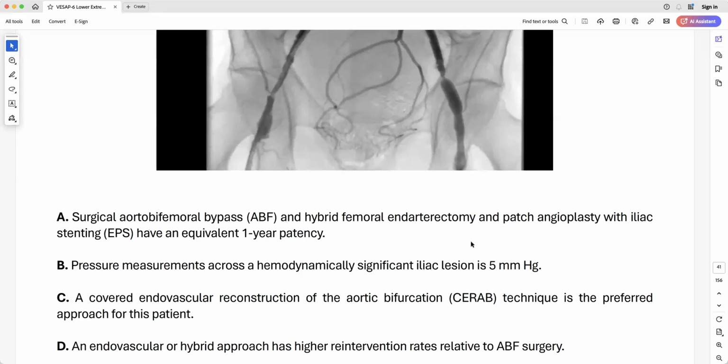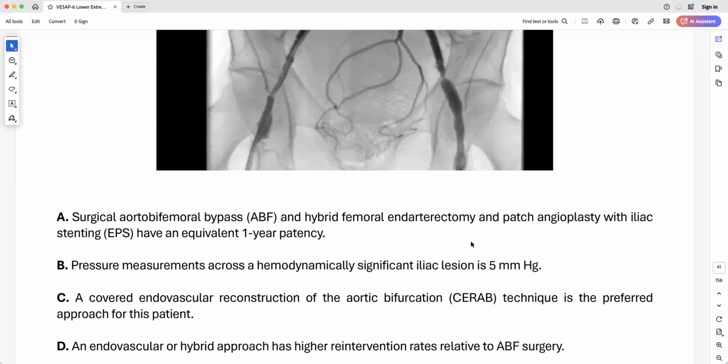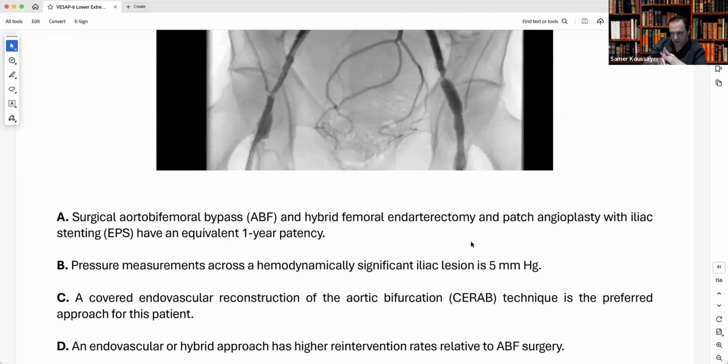I think this is not the right answer. This is not the right statement. Sorry. So surgical aortobifemoral has better patency than hybrid or stenting. Correct. Primary patency, okay? If you look at secondary patency or limb salvage, it is no different. You have to be careful. Only primary patency, because as I said, in these cases you can do endovascular.